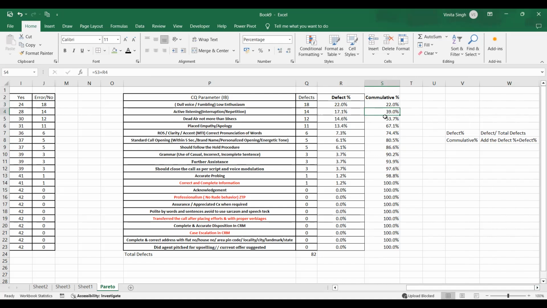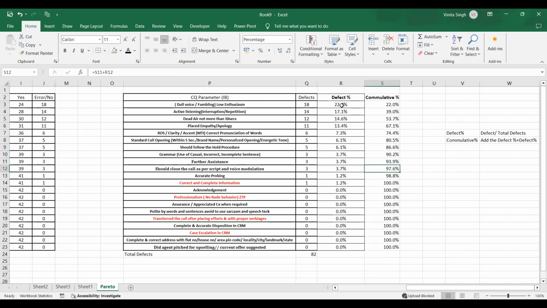After that, what we do? We add the second defect to the previous one. The first parameter, dull voice and fumbling, has a contribution of 22%. The second, active listening, interruption and repetition, has the problem of 17.1%, right? So I will add this 17.1% with this 22%, right? Not from here, but cumulative, right?